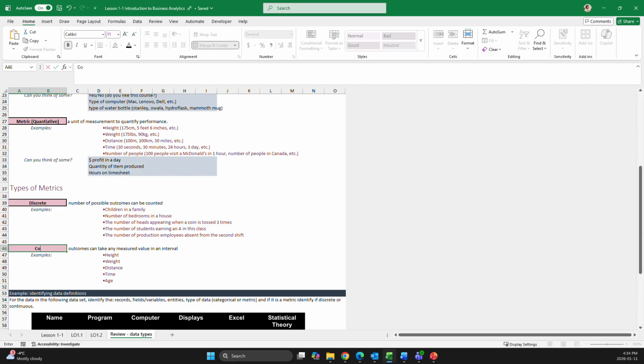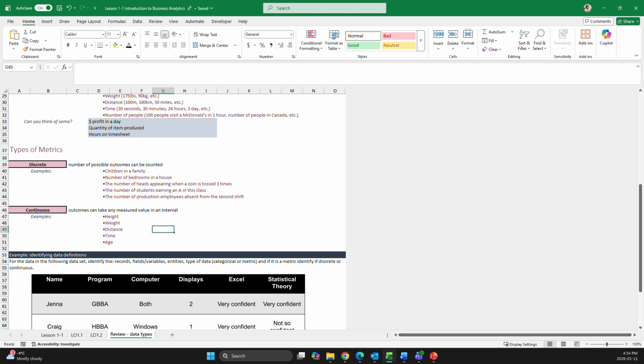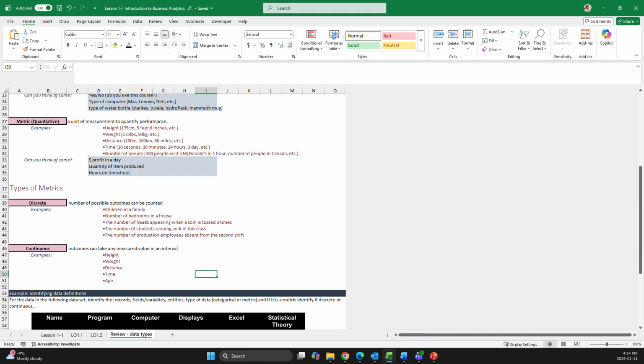And the other option is continuous data, where the outcome can take any measured value. So basically it means it can have a decimal, whereas discrete has to have a whole number. Things that are continuous with measured values could include your height, weight, distance, time, age, if you're counting down to the nearest second for how old you are, for example, not just a whole number of years. And those are the exact same definitions as they had in statistics, just instead of calling them quantitative, we are calling them metrics.